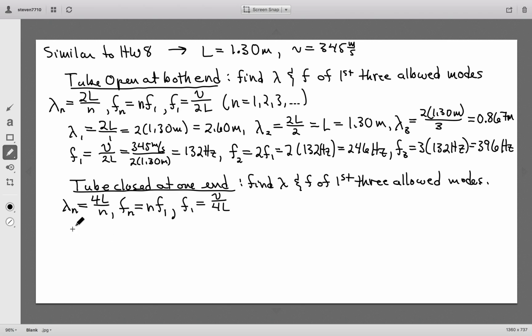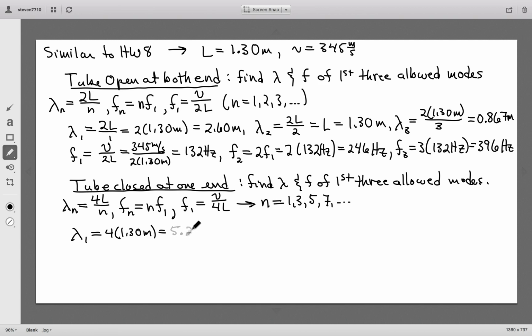Right? Do our wavelengths. Lambda 1. Oh, hang on. Remember, first 3 allowed modes, odd numbered modes only. We're not going to do the 7, we're going to do the 1, 3, and 5. So lambda 1 is 4L over 1, which is 4L. Four times 1.3 is 5.20 meters, right?